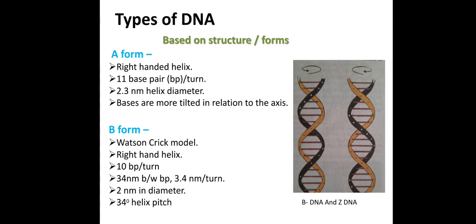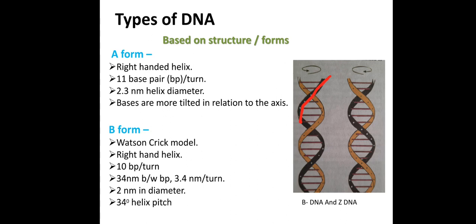There are also different types of DNA, and these are based on the structure or the form. The first type we are discussing here is the A form. This A form is a right-handed helix. On this slide you can see a picture of a B DNA, the next type, but anyway this can be used for understanding a right-handed helix. Right-handed helix means clockwise helix.